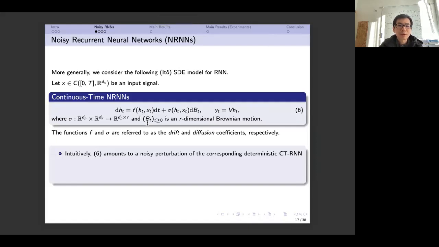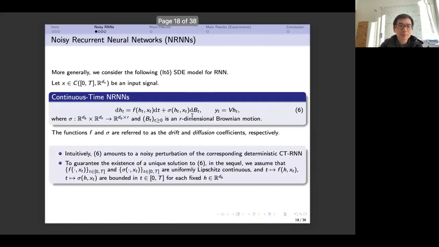Intuitively, we can think of this equation as a noisy perturbation of the corresponding deterministic system, since we add the diffusion term into the otherwise ordinary differential equation. And to be able to do analysis with this equation, we assume uniform ellipticity of the drift and diffusion coefficients, and also boundedness of these coefficients.